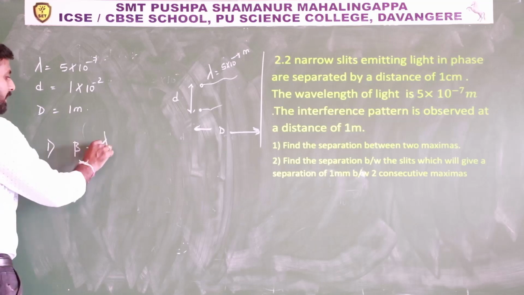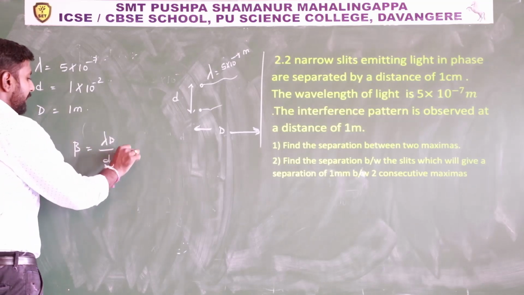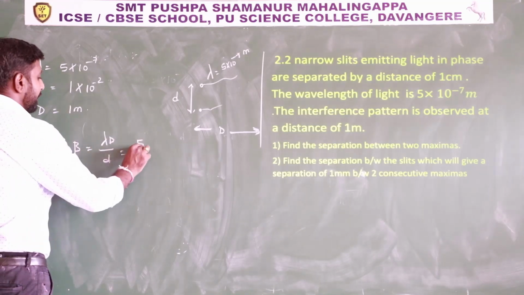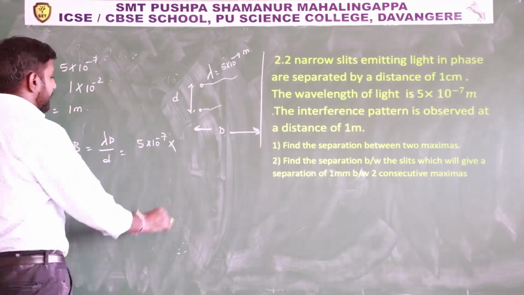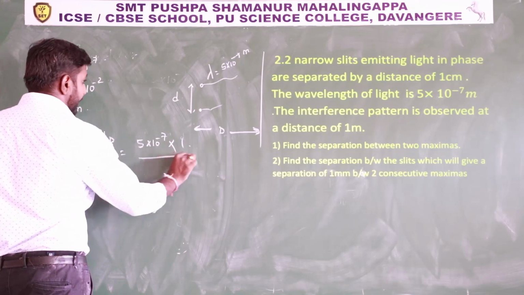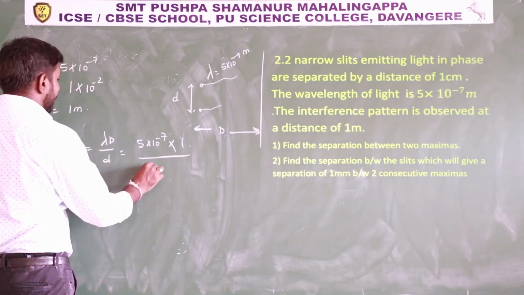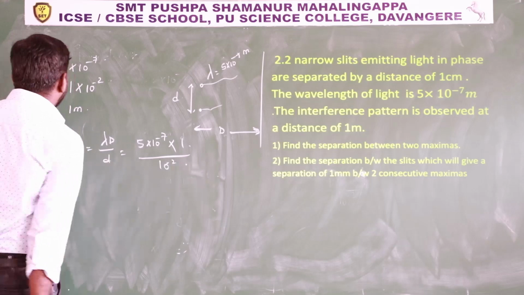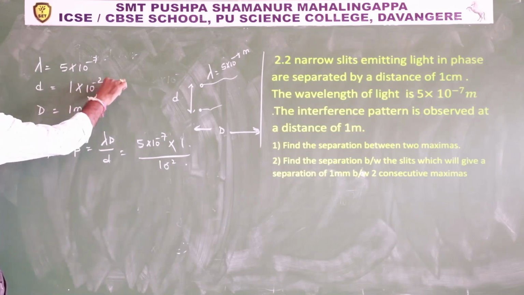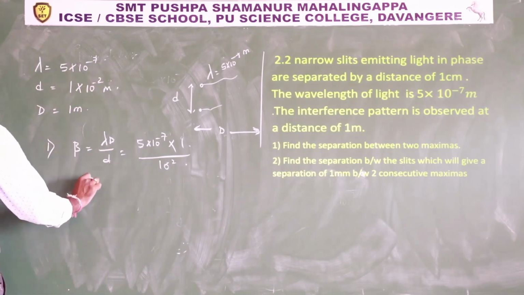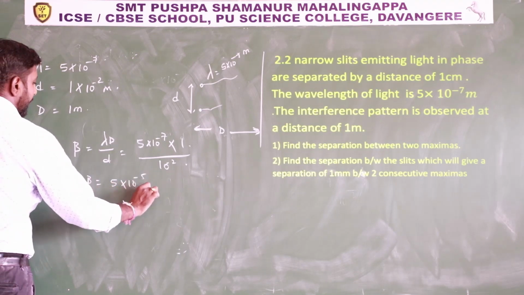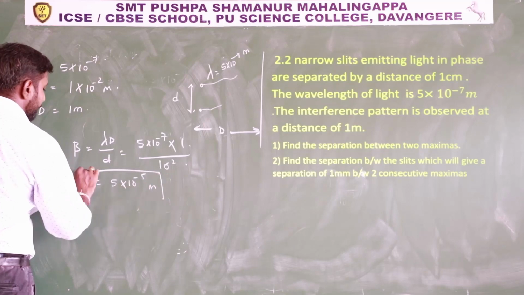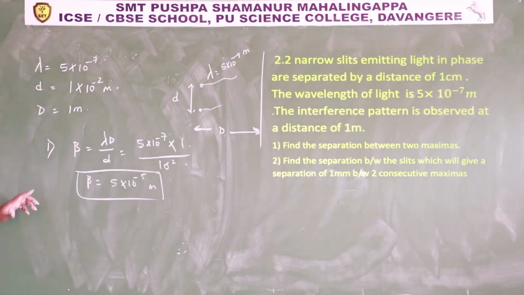Beta equals lambda capital D divided by small d. Then lambda is 5 into 10 to the power minus 7, capital D is 1 meter, and small d is 1 centimeter, 10 to the power minus 2 meters. This is the small d value. Then the beta value, here you will get 5 into 10 to the power minus 5 meters. This is the fringe width, the separation between two maximas.